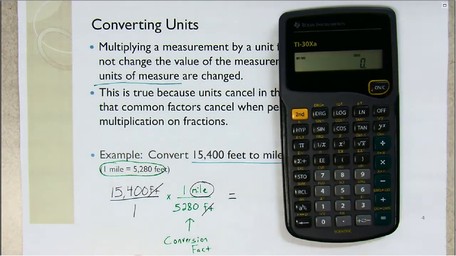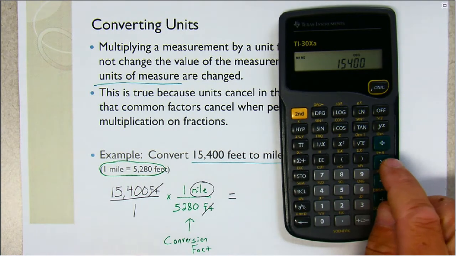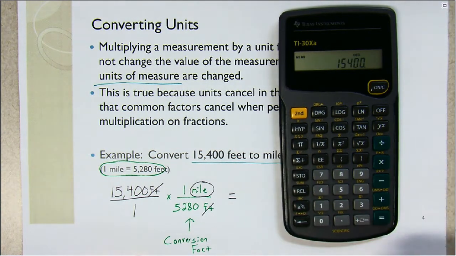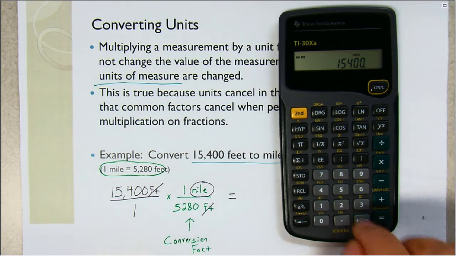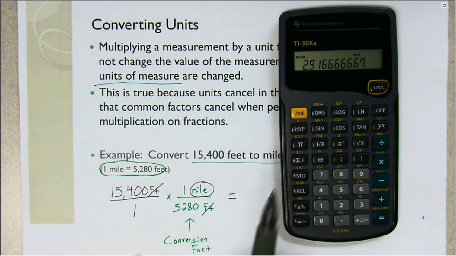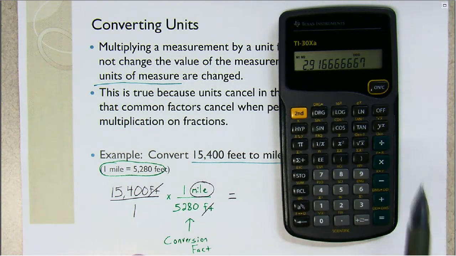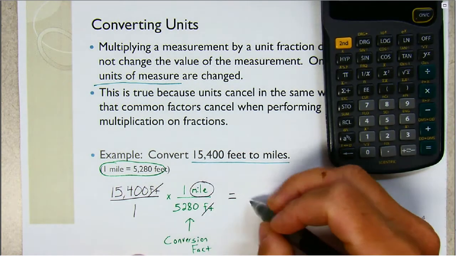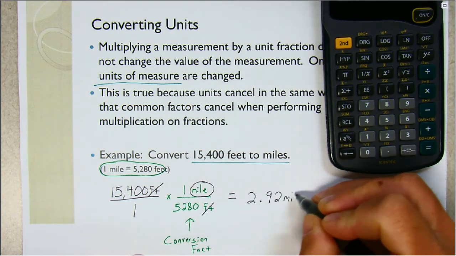So we'll take 15,400 times 1, but of course that doesn't change our number. And then since 5,280 is on the bottom, we divide that off, divided by 5,280. And we get an answer of 2.9166. Let's round that to the hundredth, keep 2 decimals, and that means that this is 2.92 miles. And we're done.